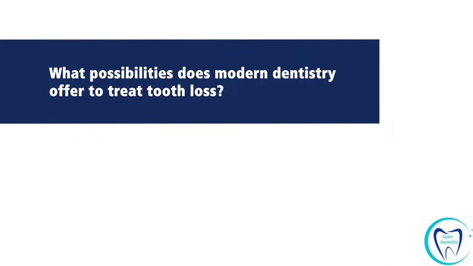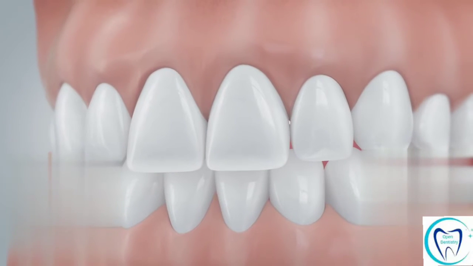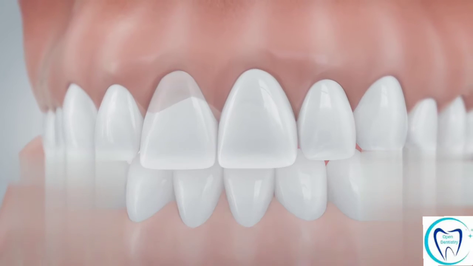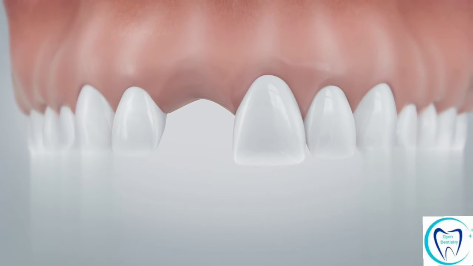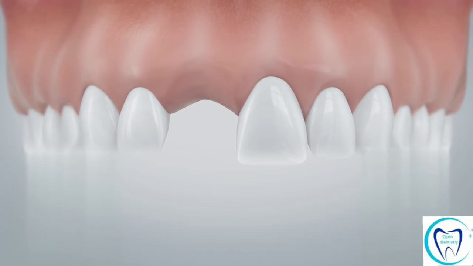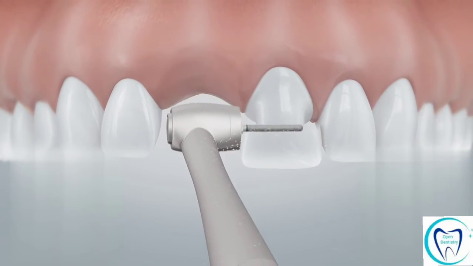What possibilities does modern dentistry offer to treat tooth loss? When one or more teeth are missing, two proven treatment methods are available: conventional bridges or implant-supported tooth replacement. Let's have a look at conventional bridges first.